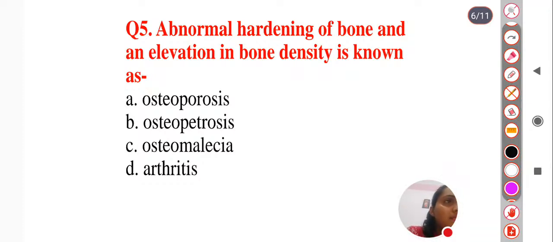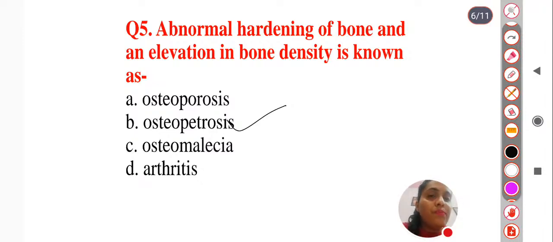arthritis. But abnormal hardening of bone and elevation of bone density is known as osteopetrosis. Osteoporosis, you all must know, is the weakness of the bone when your bone becomes very porous. Osteopetrosis is when the density of the bone will be more and it will become hard and more prone to fracture. That term is known as osteopetrosis.